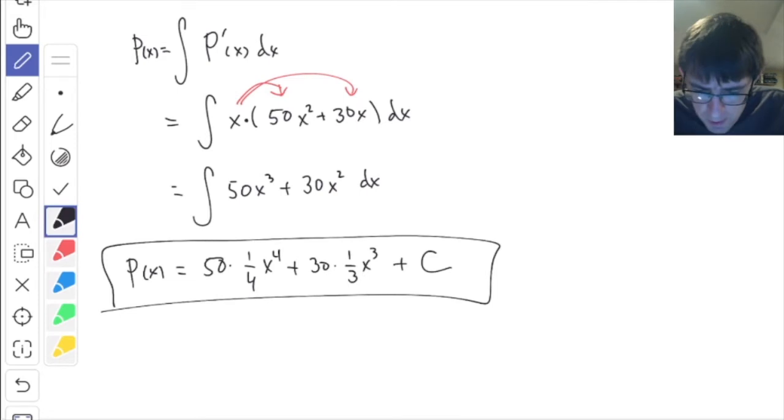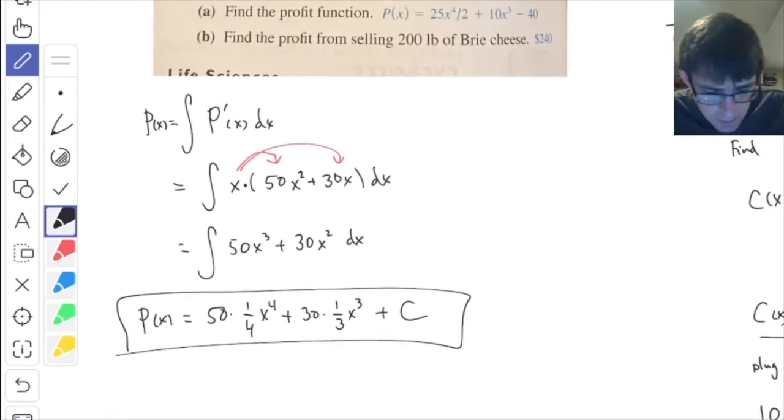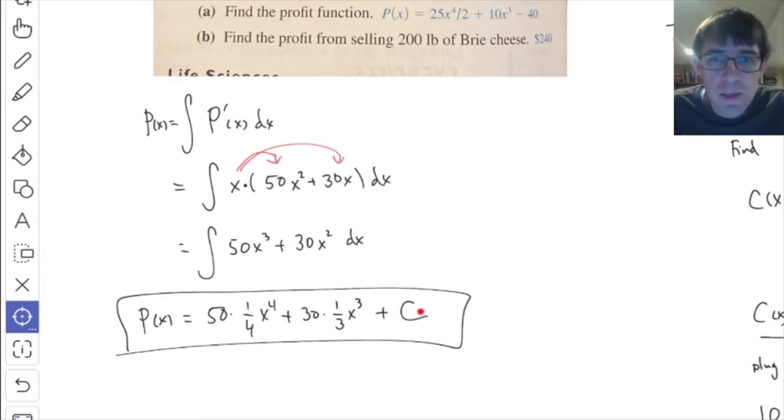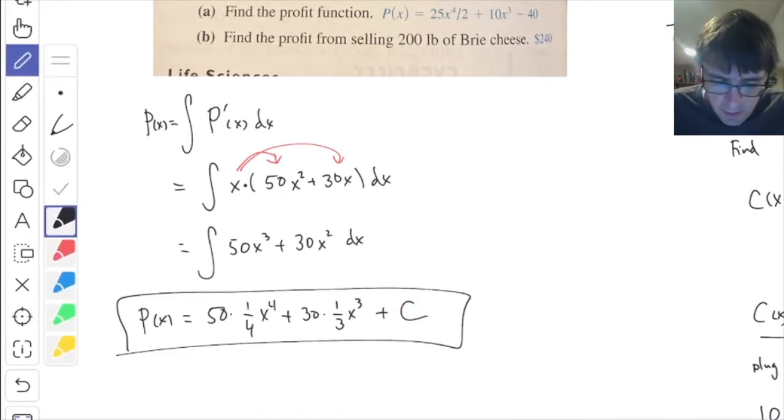All right, maybe I look at the answer there. Does it look like I'm doing this right? I got 50 times 1/4. Look at the answer up here. It says 25 over 2. That's the same as 50 times a fourth. They just combine the fractions. And then I got 30 times 1/3 here, which is the same as the 10. Now they have minus 40. Apparently that's going to be the answer when I solve for the c. But let's get there when we get there.